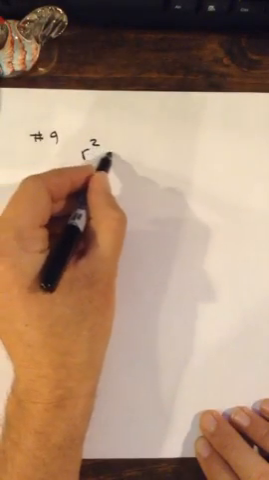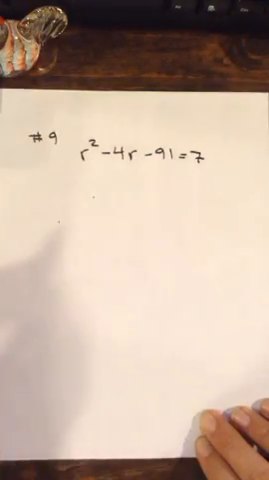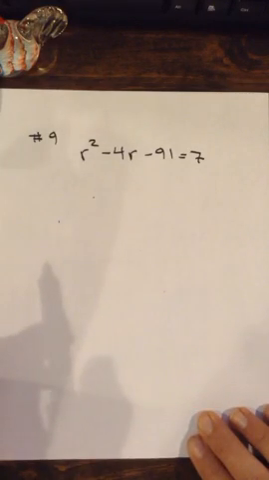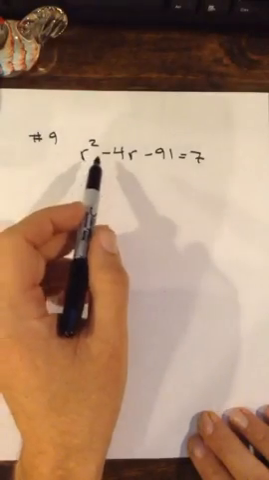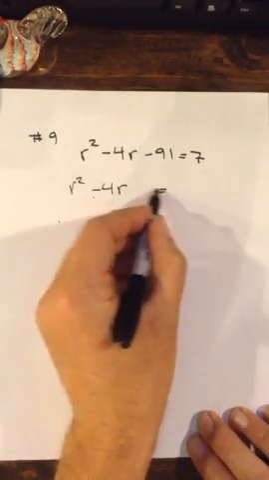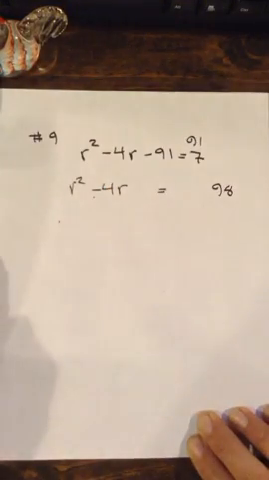Okay. Let's try another one. Let's try number 9. So if you're on that worksheet, number 9, here we go. So it says r squared minus 4r minus 91 equals 7. Now clearly they're just trying to be mean to you here, right? They put 91, they put a 7 on the other side. Let's see what we have to do though. I want to balance my C. What is that? If I add 91, don't I get 98? Well, we're all set to go.